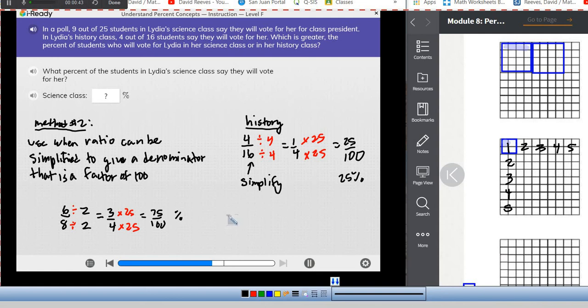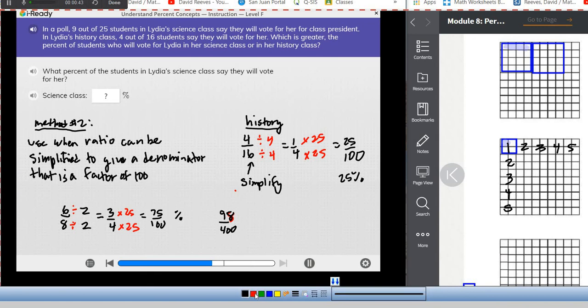So if I had 97 over 400, say, well, in this case, 97 is not a good number for me to use because it's not going to simplify. How about if I do 98 over 400? How about if I use the right color, Mr. Reeves? 98, what do I want that bottom number to be?